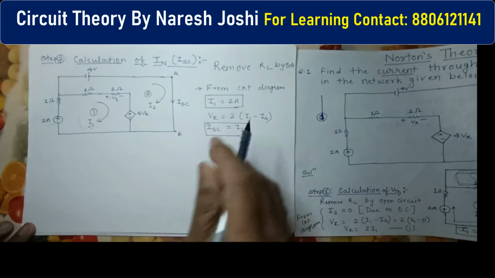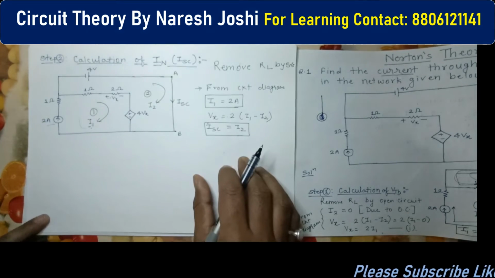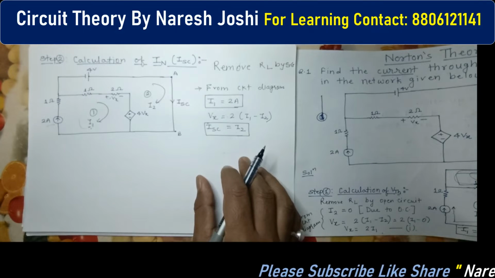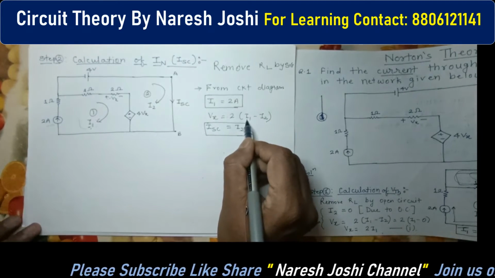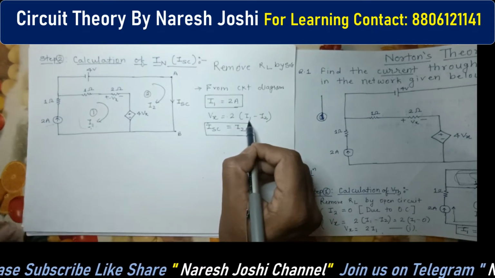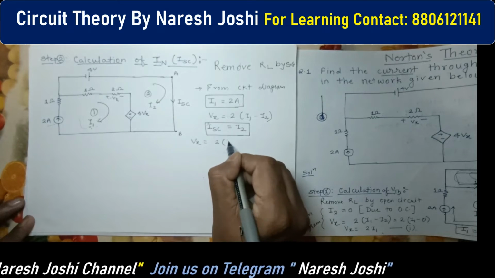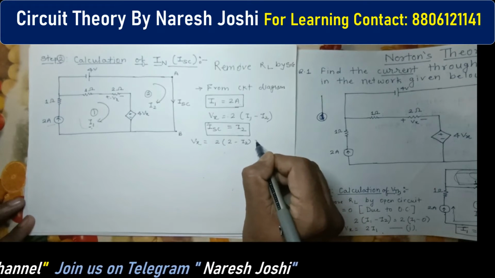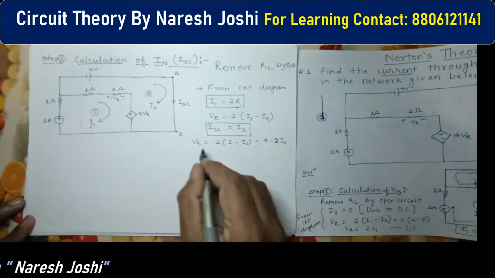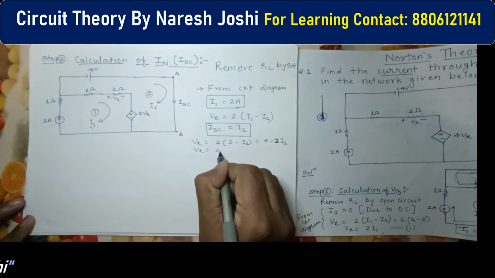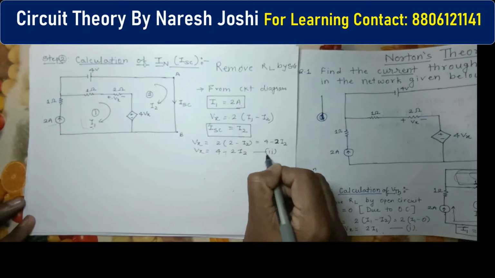So whatever value of the I2, that will be the IAC. Now next step, we have to apply KVL. Further we can solve, because we know the value of the 2 ampere. So first we put this value in this equation. Here you can see Vx equals 2 minus I2, or it is 4 minus 2 I2. So finally your Vx is 4 minus 2 I2, and this is your equation number 2.